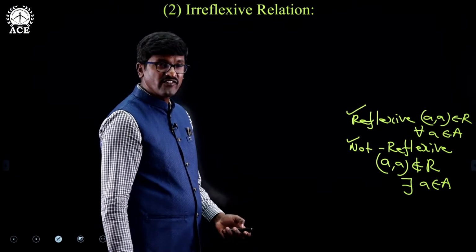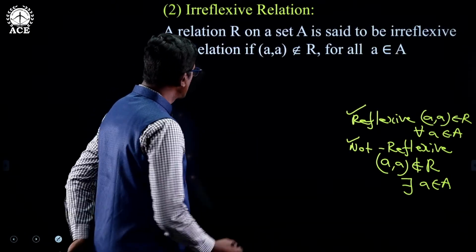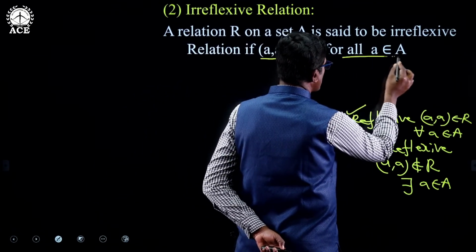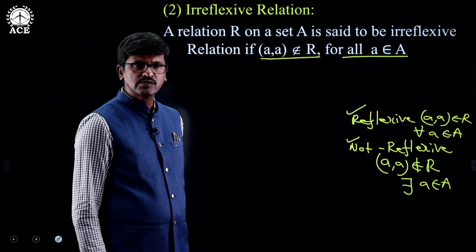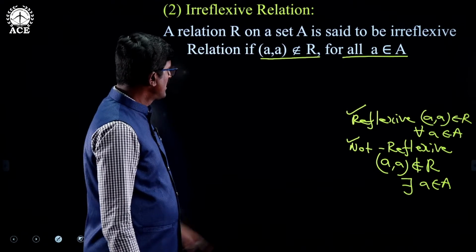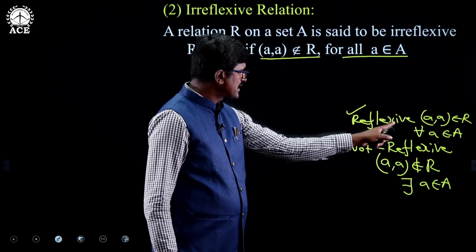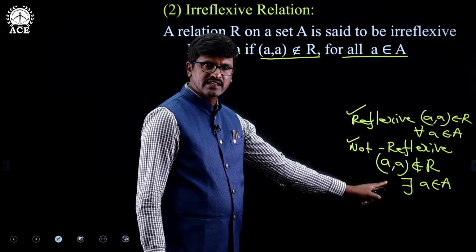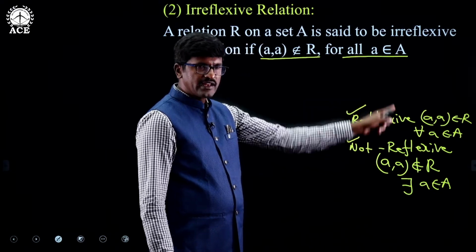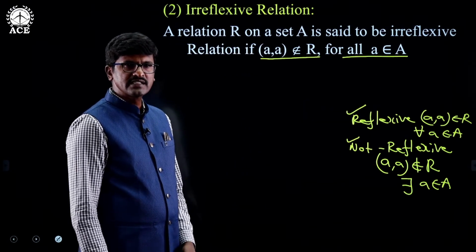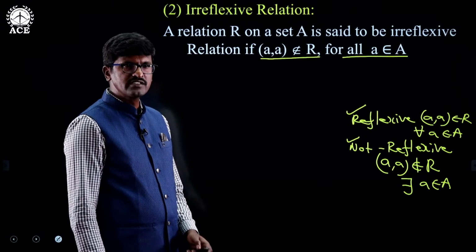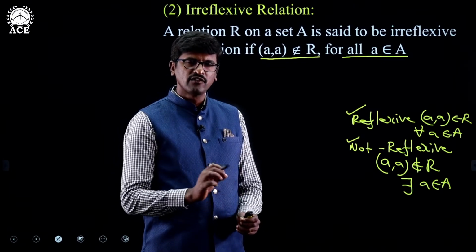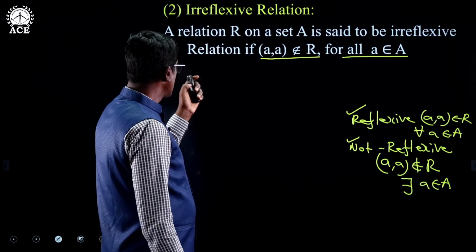Now we'll see what is irreflexive relation. The irreflexive relation says that (a, a) does not belong to R for all a belongs to A. If (a, a) belongs to R for all a belongs to A, it is reflexive. If (a, a) does not belong to R for some elements in set A, then that is not reflexive. Irreflexive means for every element in set A, (a, a) does not belong to R, which means there should not be any mapping from the element a to a itself for any element in the set A. Then it is called irreflexive relation.